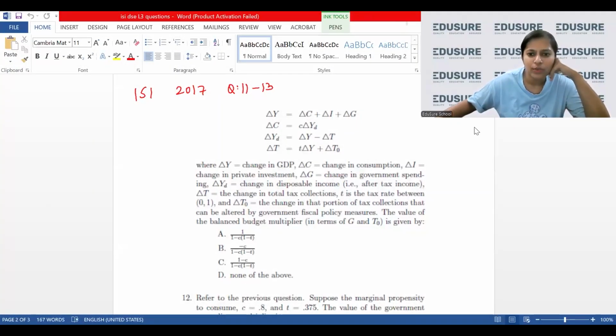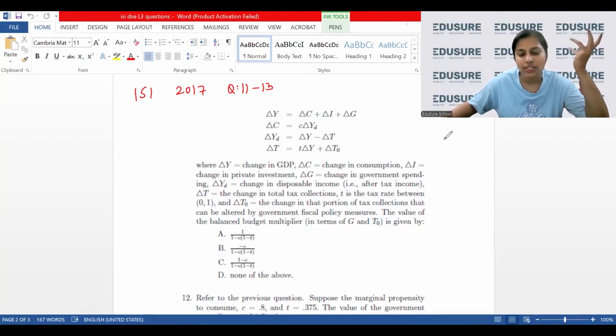Let's start doing this question together. So you've been already told that change in Y is change in C plus change in I plus change in T. This is the standard thing. C is c change in Yd, which is also standard. Yd is Y minus T, and T is tY plus t naught.